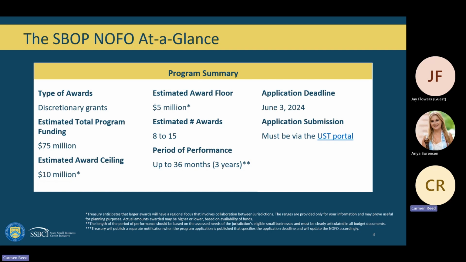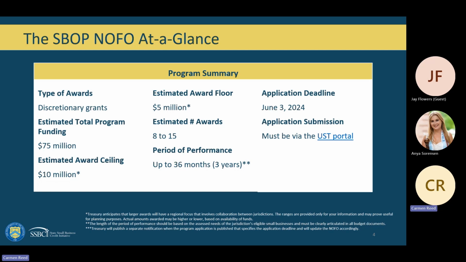Depending on award size, Treasury estimates that it will make between 8 and 15 awards through this funding opportunity. The period of performance can be up to 36 months, but we are expecting this period to be closely tied to the needs of small businesses in the proposed service area. And we will look for this to be clearly articulated in the program design and substance and budget documents.